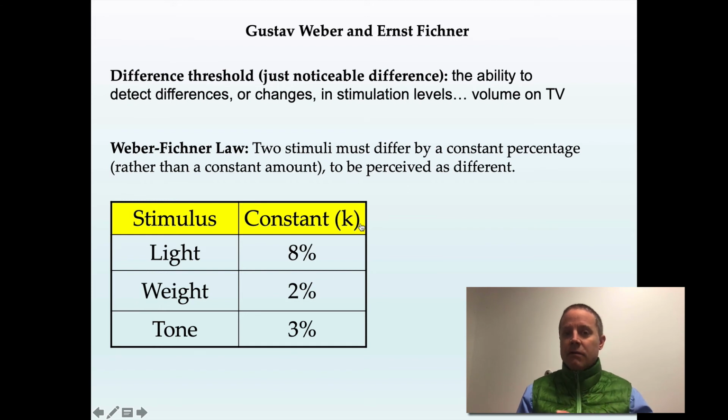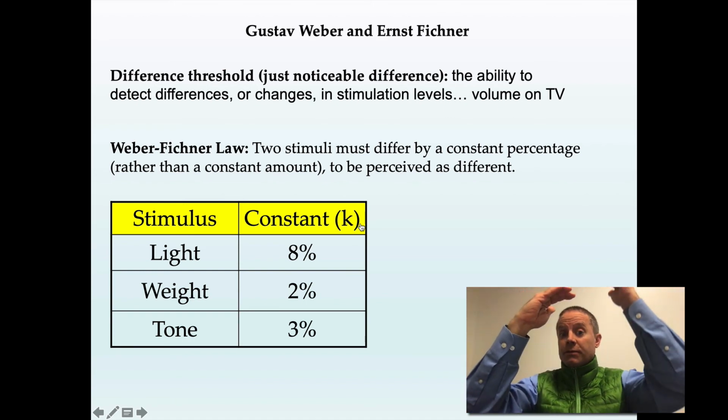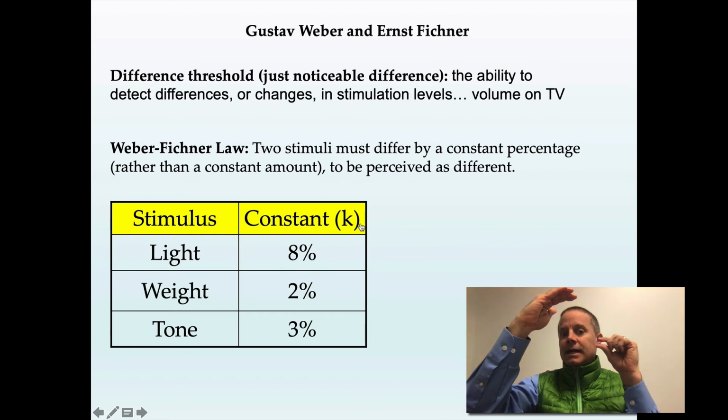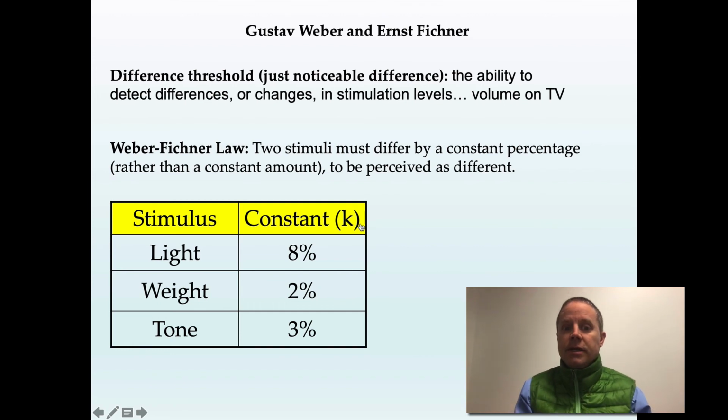They've found out that this difference is a constant proportion. So this is the Weber-Fechner law: if the volume is at a level 10, then you need a 3% change to notice it. So if it's at a volume of 100, you also need a 3% change. So it's not a constant change, it's a percentage that you need to notice.